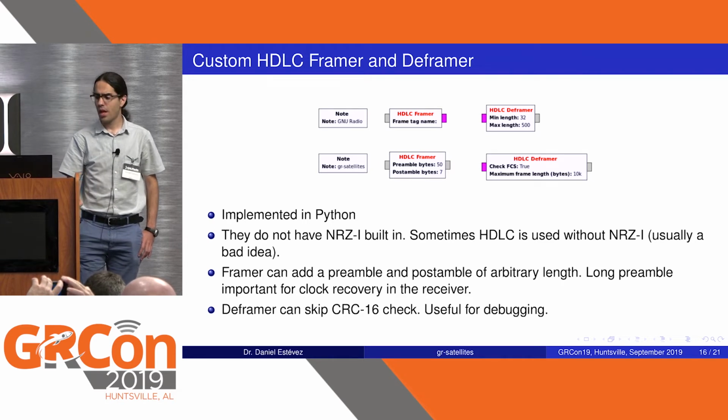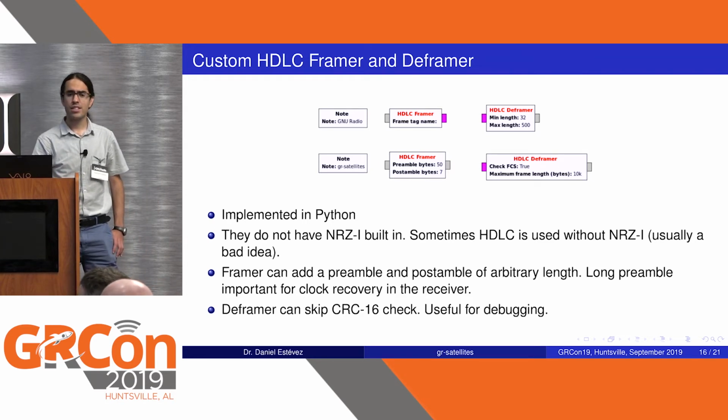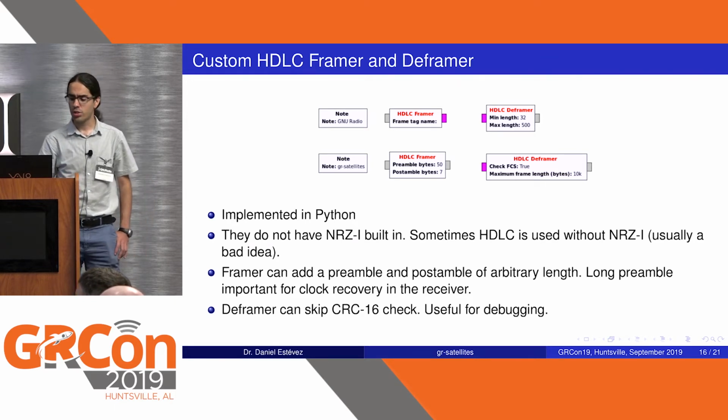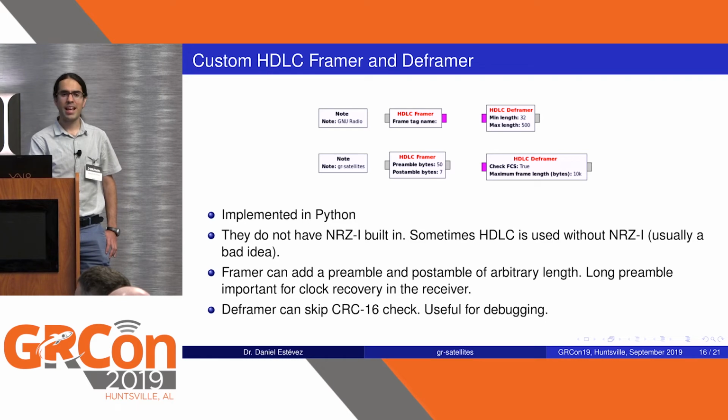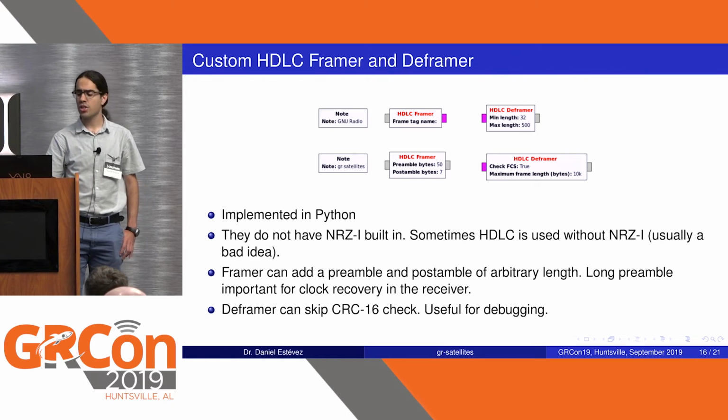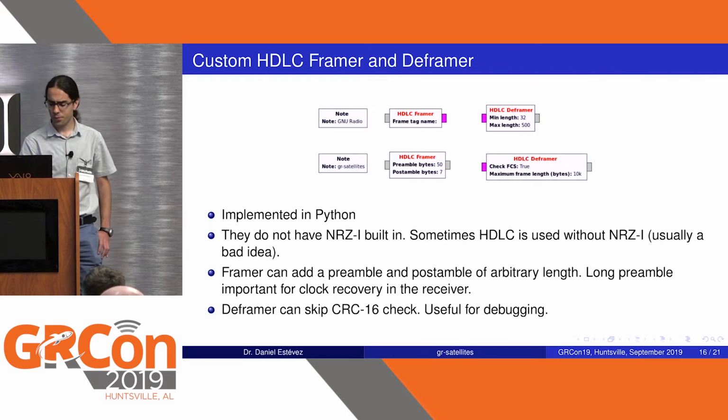Now the HDLC protocol. GNU Radio already has some default HDLC framer and deframer blocks in C++, but I have my own deframer and framer in Python in gr-satellites. And these have some interesting features that the ones in GNU Radio don't have. So this is a comparison.